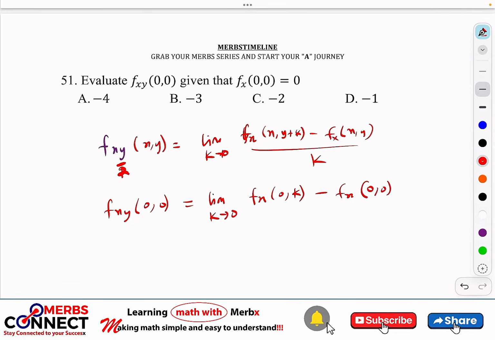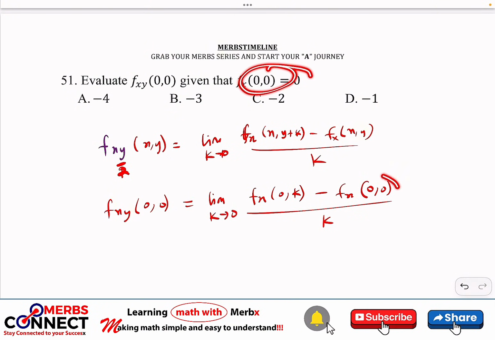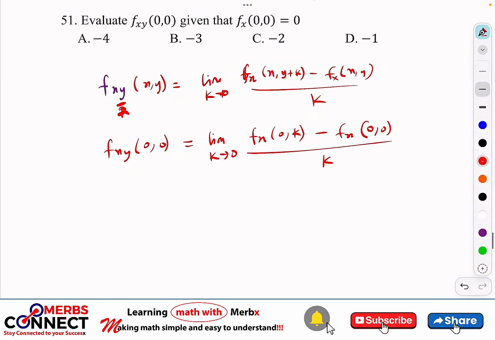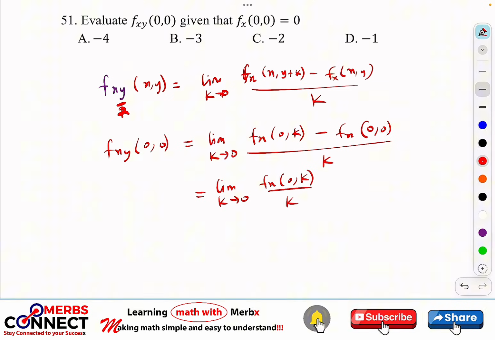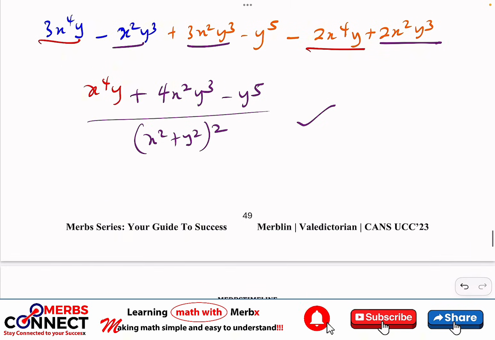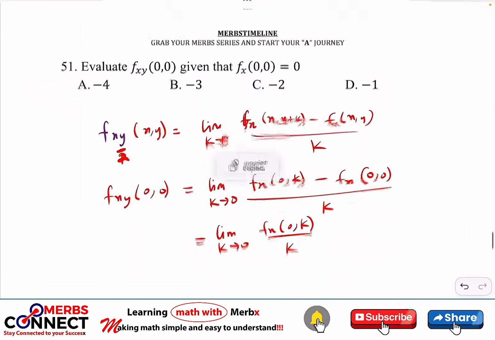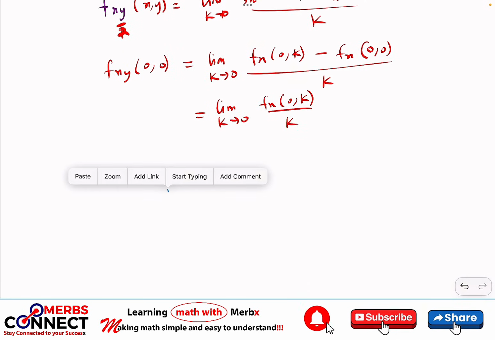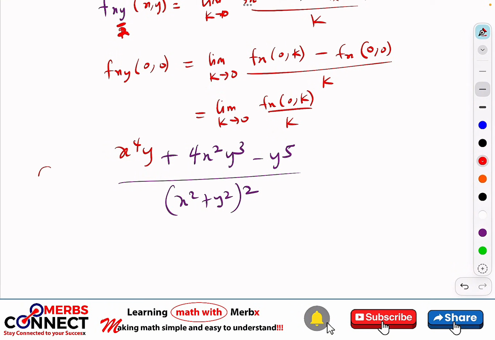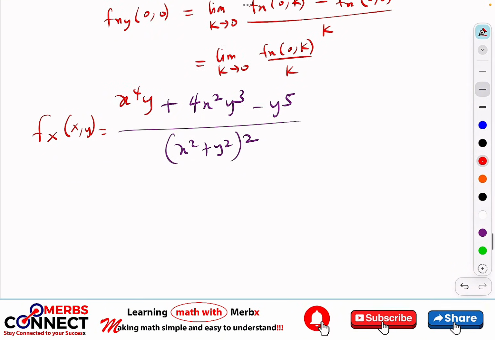I'm so tired. That's the reason why I'm messing up like this. Now, this is 0, right? So this is just going to simplify to the limit as k approaches 0 of this of 0 and k divided by k. So let's pick the solution that we had here. Let's just copy and send it down there. So the solution that we had here, this is f_x of x, y. So let's plug in 0 and k.